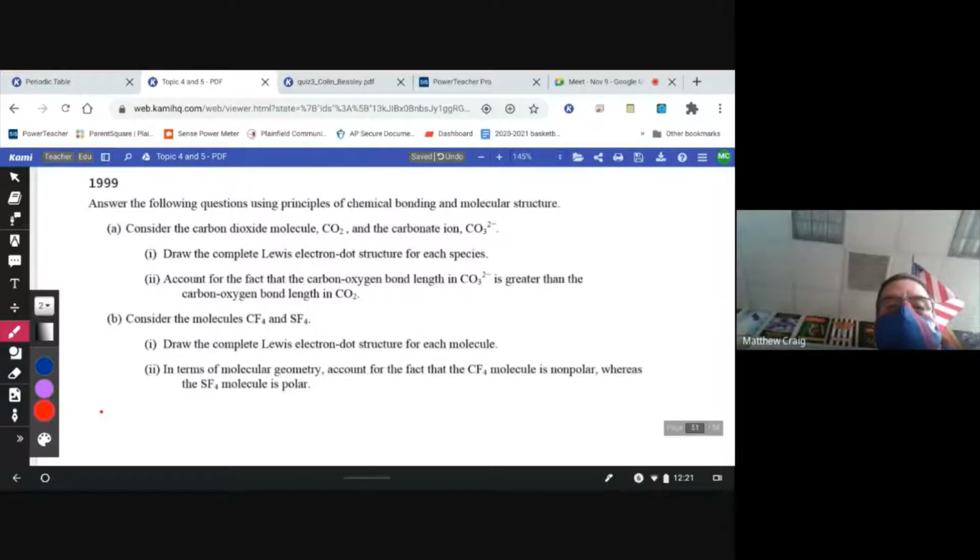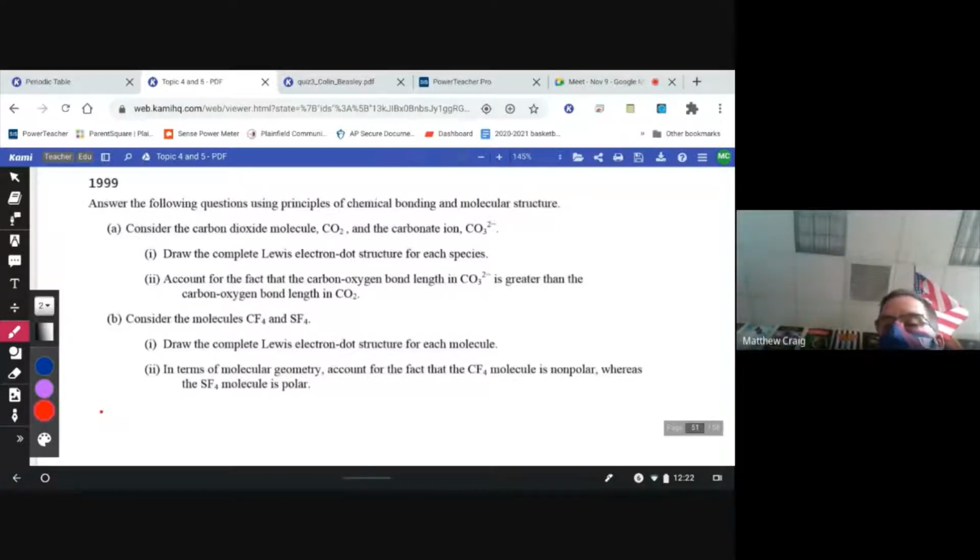1999. Answer the following questions using principles of chemical bonding and molecular structure. A says, consider the carbon dioxide molecule, CO2, and the carbonate ion, CO3 2-. I, draw the complete Lewis electron dot structure for each. Go ahead and do that.